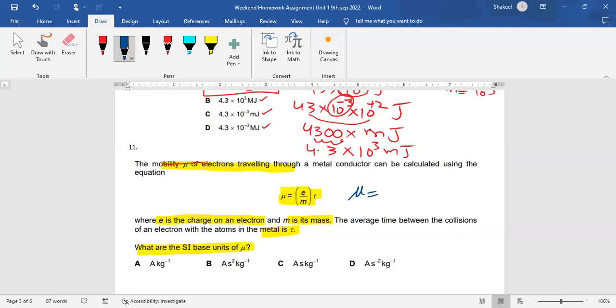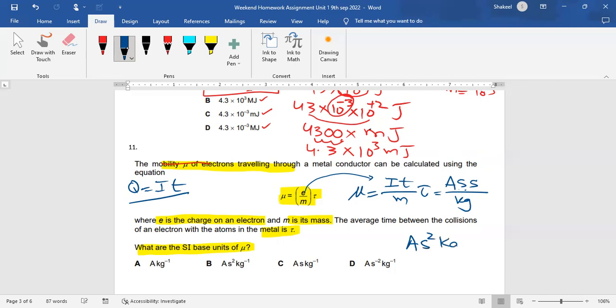Just plug in all the SI base units. For charge, charge Q is equal to I T. So you have to put I T and m and then this T. So ampere for current, time second, this time again second, and then mass is kilogram, right? So its unit is A s square per kilogram. So A s square per kilogram. Yeah. So B is the option.